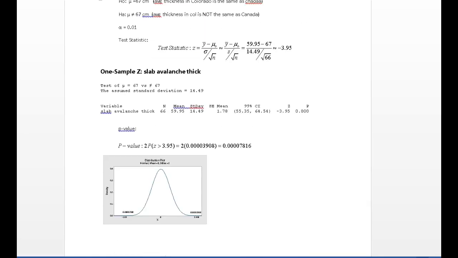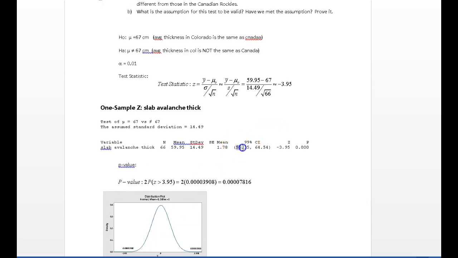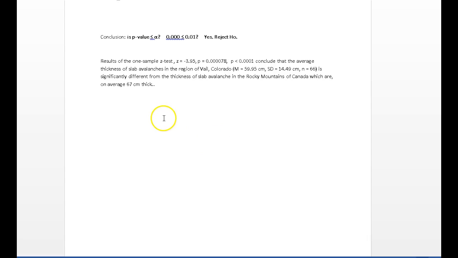Now, something else I could have a look at, and this comes up in your assignment, is this thing right here. This gives me more information than the test of hypothesis. The test of hypothesis simply says, my data support this statement, or this one, whichever way you're looking at it. It's saying that they're not equal to 67, but the p-value doesn't tell me if they're bigger or smaller than 67. This confidence interval, however, does tell me that they're smaller. How come? Because all the numbers in this interval from 55.35 to 64.54 are smaller than 65. So really what the confidence interval tells me is that the average thickness of slab avalanches in Vail, Colorado are in fact not as thick, or they're thinner, than they are in the Canadian Rockies. Okay, that's a mouthful.